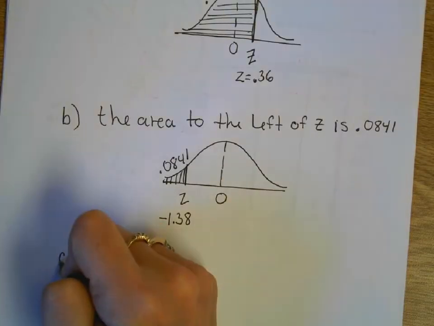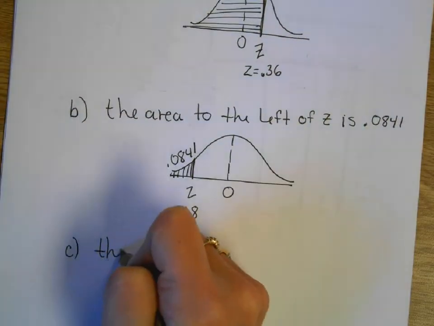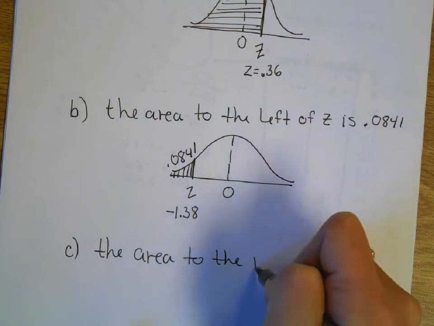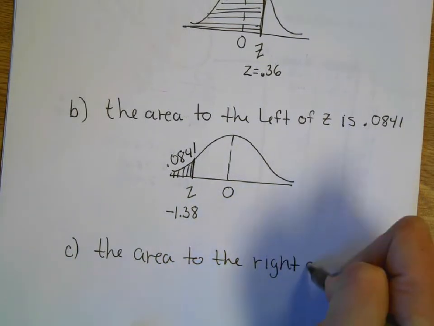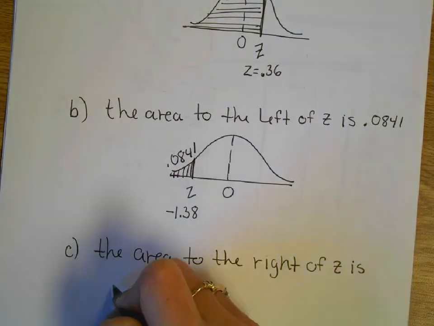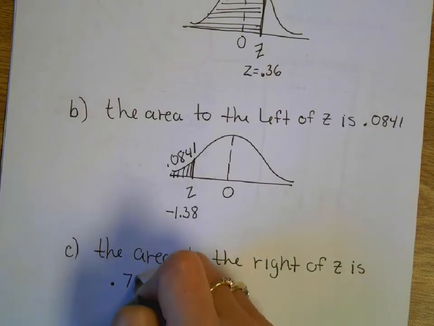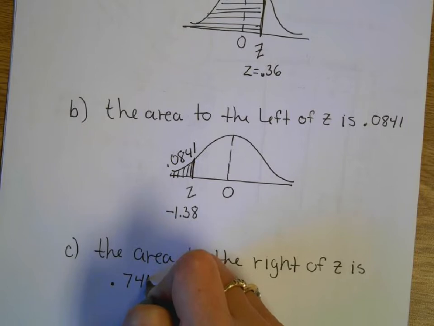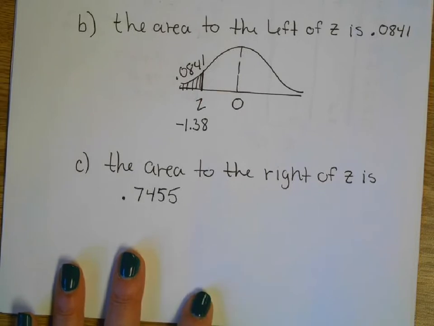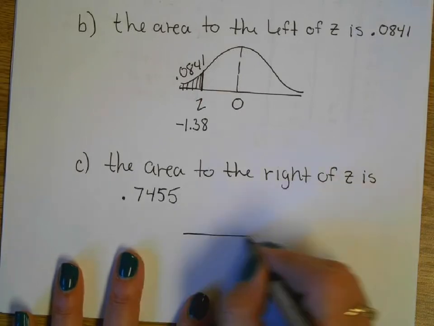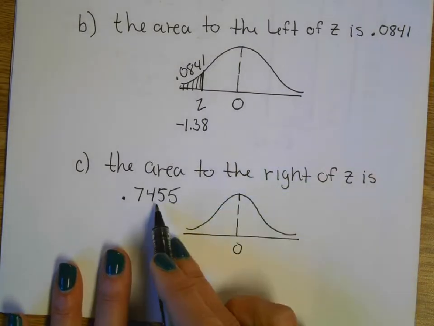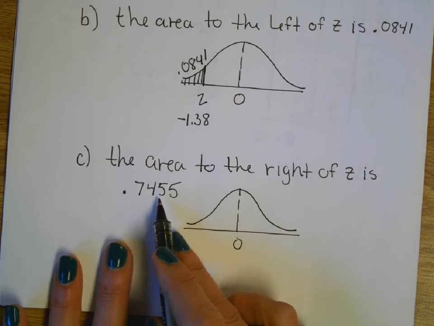Okay, now, if the area to the right of z is 0.7455. So this time I'm giving you the area to the right. You have to subtract one. Very good. So, am I a positive z or negative z if I've got 74% of the graph to my right?